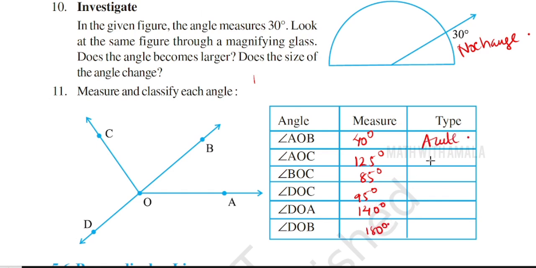Measure and classify each angle. Angle AOB is 40 degree and it is acute. Angle AOC is 125, it is obtuse. Angle BOC is 85 degree, it is acute. Angle DOC is 95 degree, it is obtuse. Angle DOA is 140, it is obtuse. Angle DOB is 180 degree, it is straight.